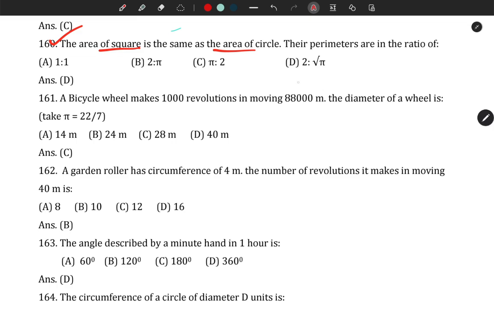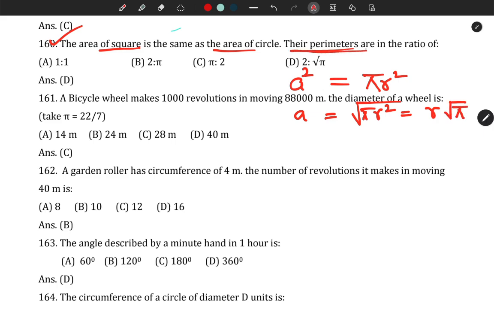Next question, the area of a square is the same as the area of a circle. Area of a square means a square if the side is a, and area of a circle is pi r square, they are equal. So a will be, if you remove the square, it will be root over pi r square, so r will come out from the root, so a is r root pi.